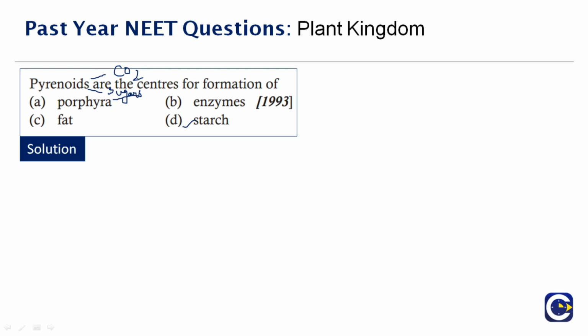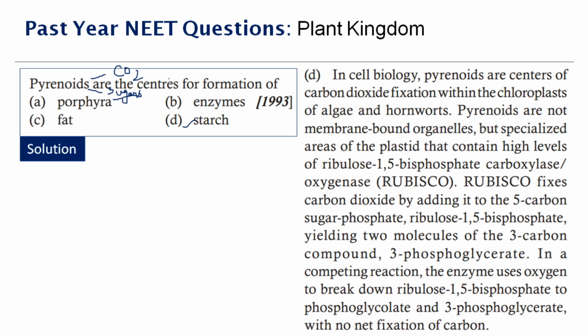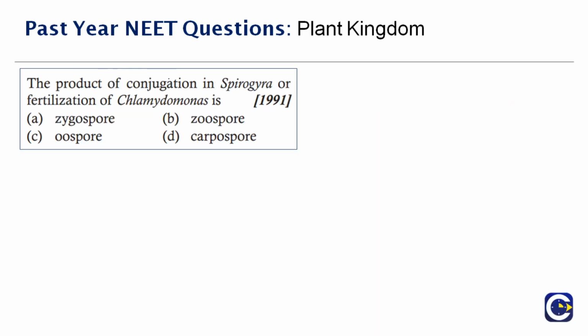Pyrenoids are the centers of carbon dioxide fixation within the chloroplast of different algae. Okay, they are actually not membrane bound organelles, but they are specialized areas present in the plastid, and they will contain a lot of sugars. Therefore the correct answer to this question is option D, starch.